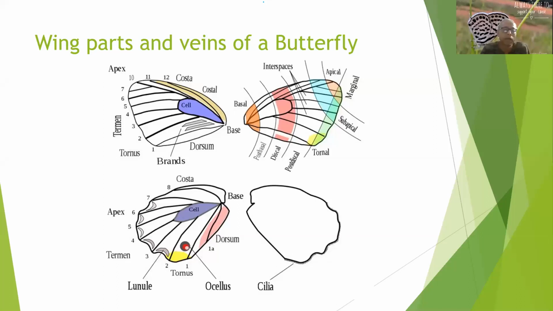If you see in my bottom left, there is a vein which is 1 and 1A, which actually generates from the base of the wing and not from the cell. And all of the other veins originate from the cell. So that's how we identify butterflies, by looking at the veins, the spots in the veins, and various zones in the wing. We try to decipher the identity of the butterfly.